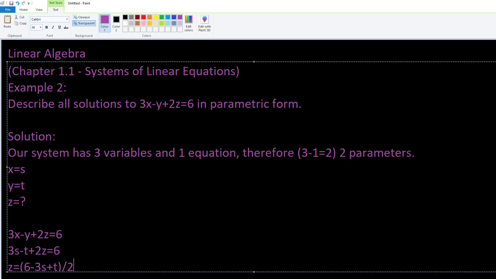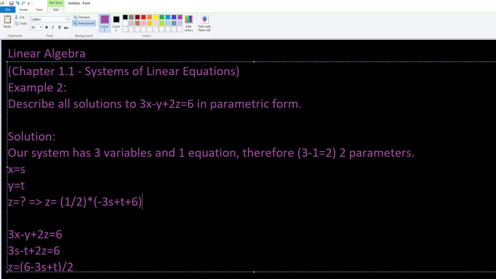over 2. So then going back up here, z equals 1 over 2 times negative 3s plus t plus 6. So that's our equation for z. And so this will solve the equation no matter what s and t you choose. x is s, y is t, and z is some function of s and t.